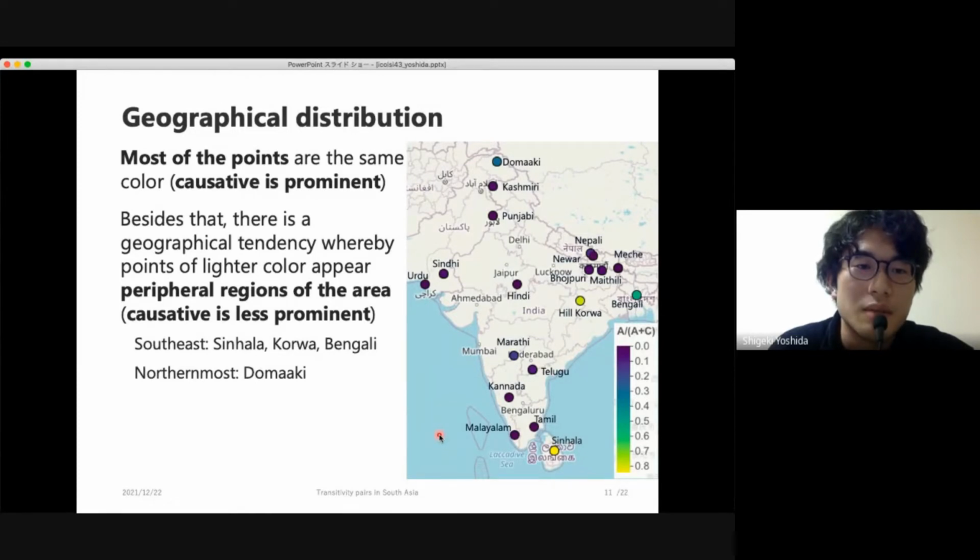As can be seen, most of the points are the same color, which indicates causative is prominent in these languages. Furthermore, there is an additional geographical tendency whereby points of lighter color appear in peripheral regions of the area, which indicates in these languages causative is less prominent. These languages include Southeast languages, Sinhala, Hilkorwa, and Bengali, and also the northernmost language, Tamaki.